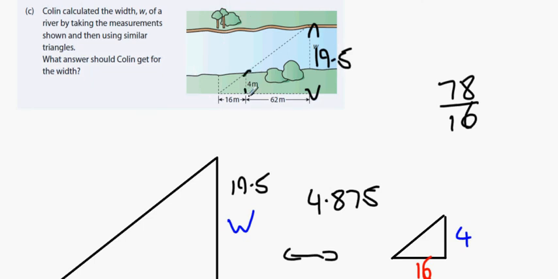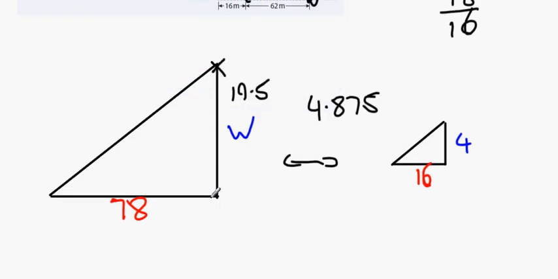However, it's not the width of the river. Okay? Width W of a river taken by the measurements of similar triangles. What answer should Colin get for the width? Well, you should get 19.5 for the width from here. Oh, sorry, he doesn't get 19.5 for W, because W is only from here to here. So the W I got was from here to here, and to be honest, doesn't represent W at all.